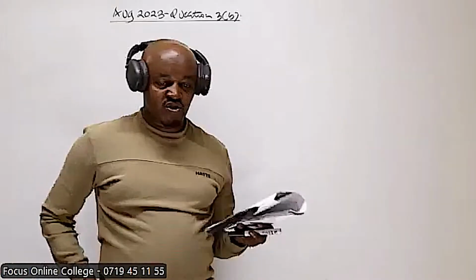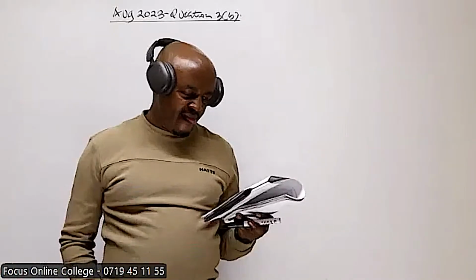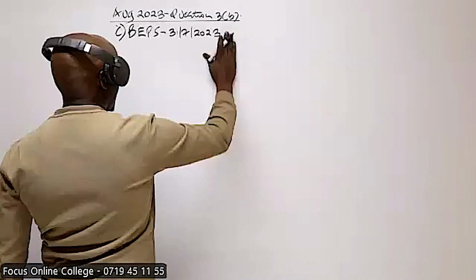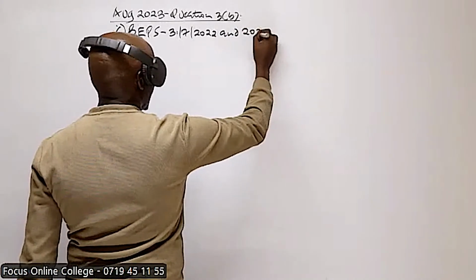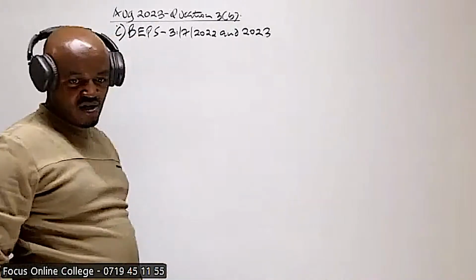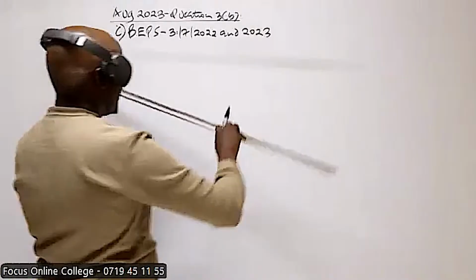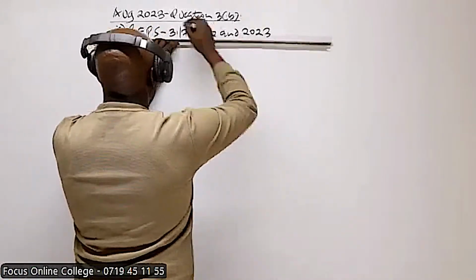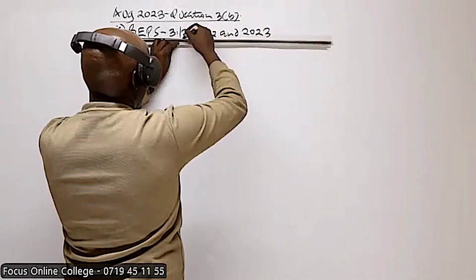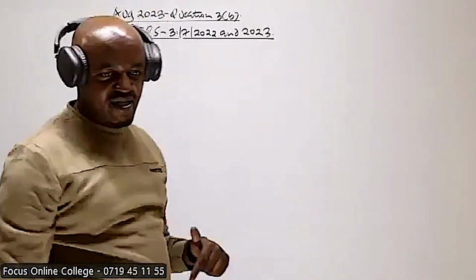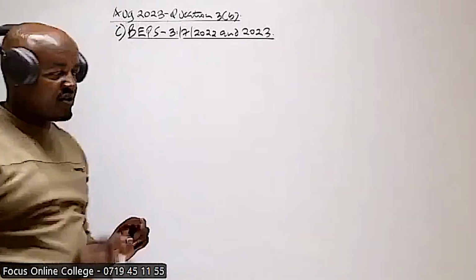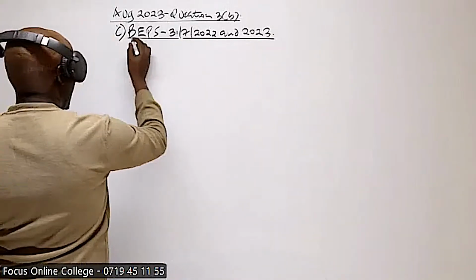Yes, so what you are told is applying the requirement of IAS 33, earnings per share. So we start with this year here, that is the basic earnings per share for the year which ended 31st of July 2022. Now, what do we need here?